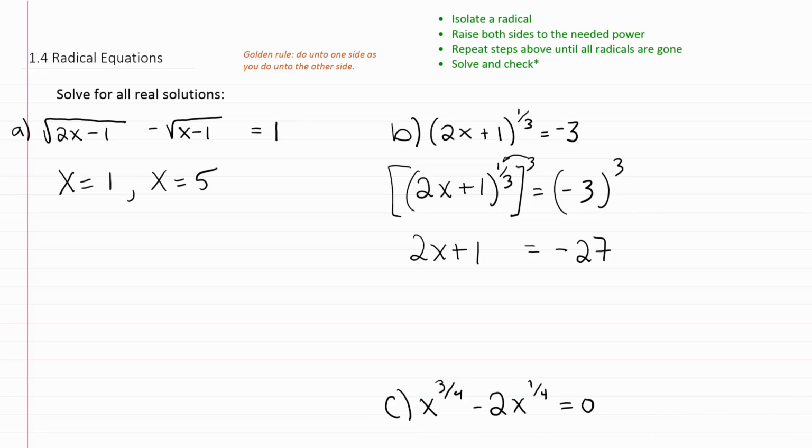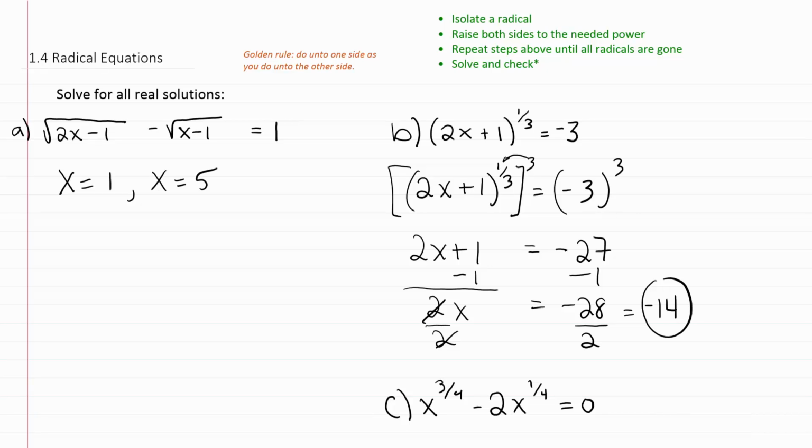All right, from there you just solve this simple linear equation by subtracting 1 from both sides. And you end up with 2x is equal to negative 28. And then you divide both sides by 2. And you'll end up with the answer x is equal to negative 14. All right, so we should check our answer always to make sure it does indeed work in the original problem. So is it true that 2 times negative 14 plus 1 is equal to negative 3?